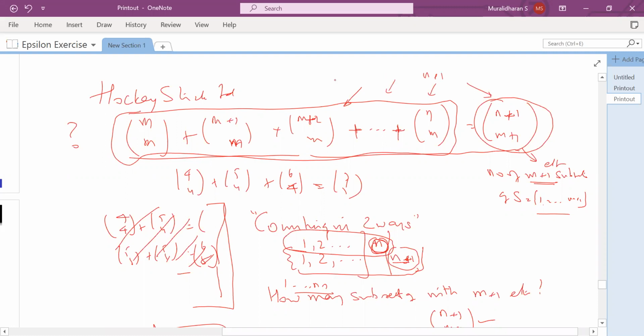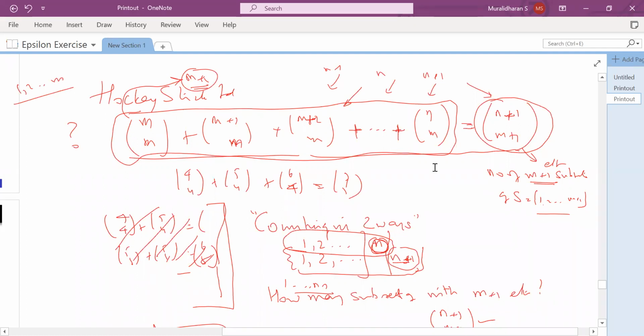This is the set in which n plus 1 is the largest element. Next one is where n is the largest element. Next is where n minus 1 is the largest element. This is the set in which m plus 1 is the largest element. If m plus 1 is the largest element, the m more elements have to be chosen from 1 to m only. That is mCm. So I have counted this in one way and in the other way, and both have to be the same thing.